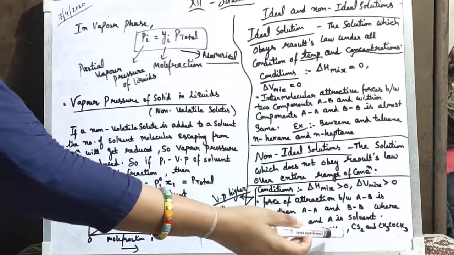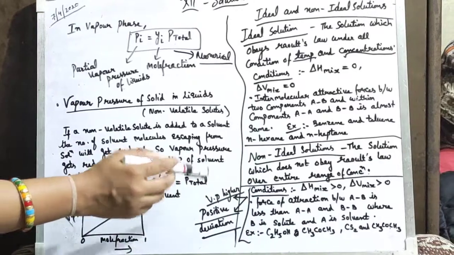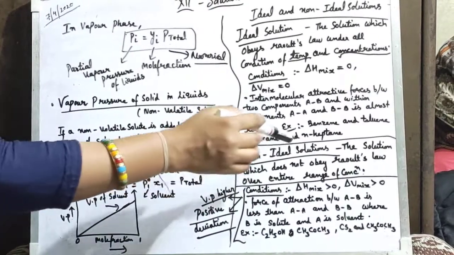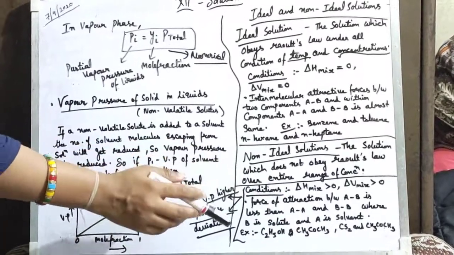Another example I have taken is carbon disulfide and acetone. So the concept is the same, that is, the vapor pressure will get higher due to the less interaction between two different components, right?